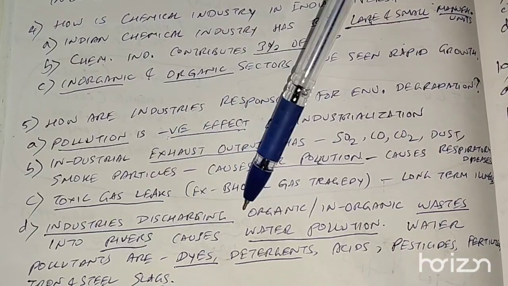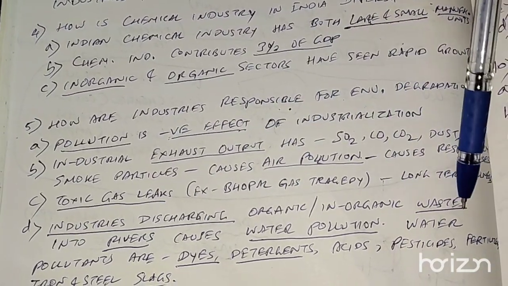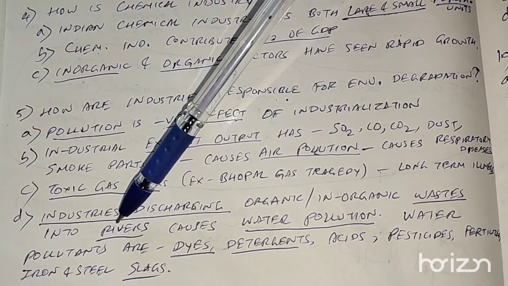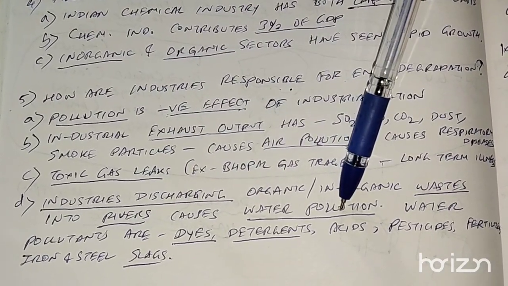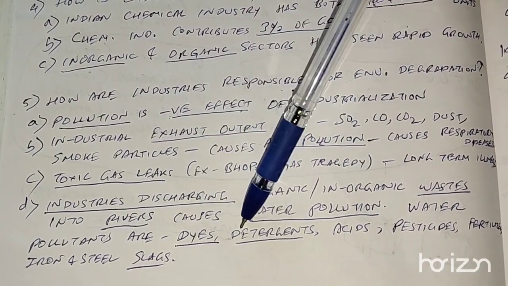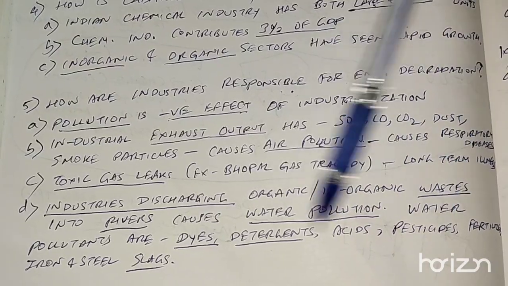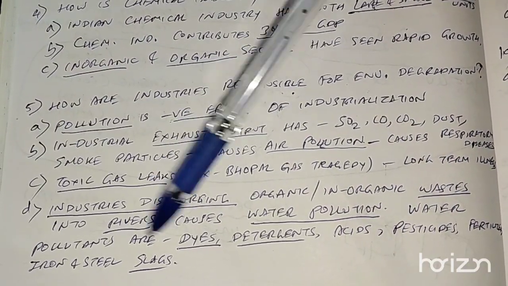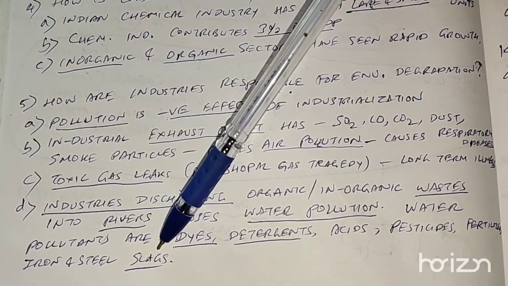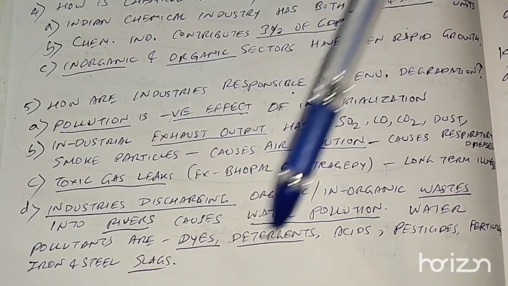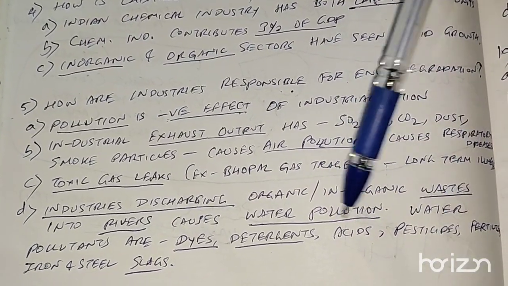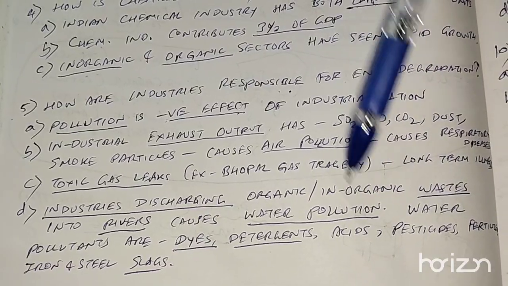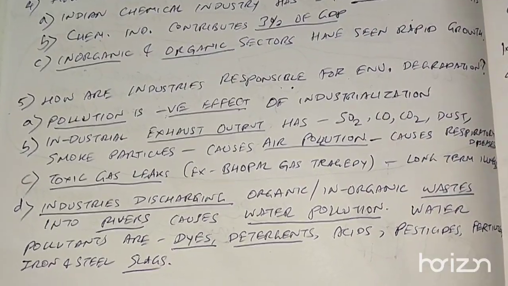Industrial discharge of organic and inorganic waste that is put without treatment into rivers causes water pollution. Water pollutants are dyes, detergents, acids, pesticides, fertilizers, iron and steel slag. All this matter, which is put into rivers in an untreated manner, is causing water pollution.